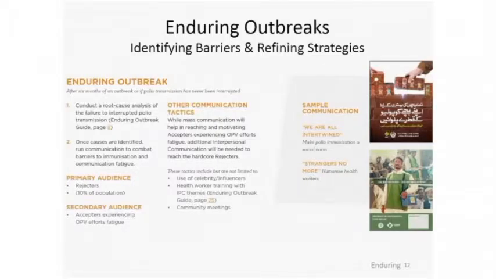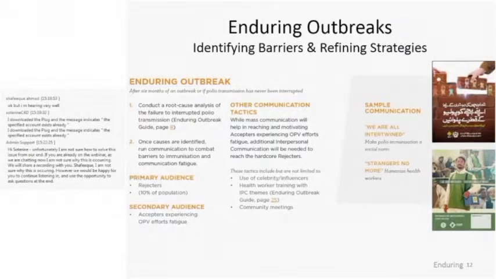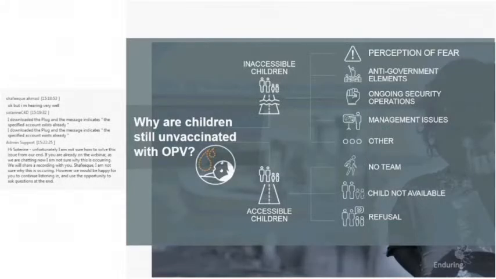In the enduring outbreak phase we still will work with mass media, but at the same time, an even stronger emphasis is placed on interpersonal communication, especially with the frontline workers who will be in the communities talking with caregivers, talking with parents, talking with community leaders. What are the issues? How do they see the issues? What are solutions that they can also collectively help bring to trying to bring the outbreak to an end? We also are working with celebrities, so keep them in mind that they're still a part of this as well.